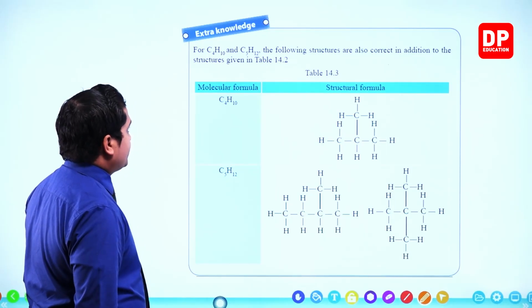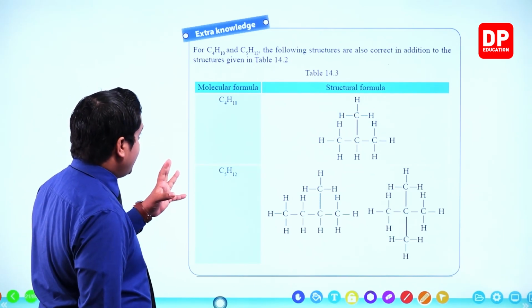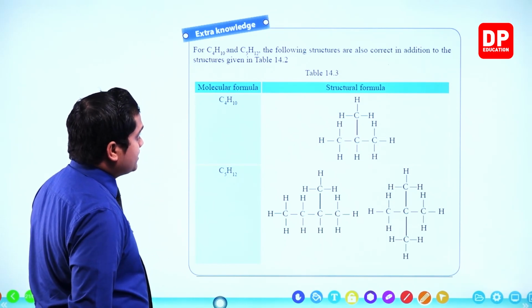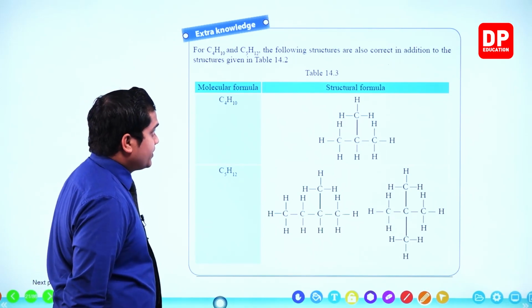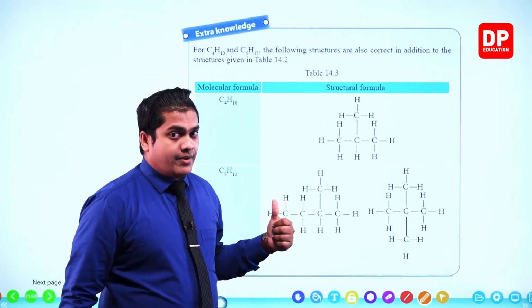For extra knowledge, for C4H10 and also for C5H12, the following structures are also correct in addition to the structures given in table 14.2. Now this is table 14.3. The previous one was table 14.2.